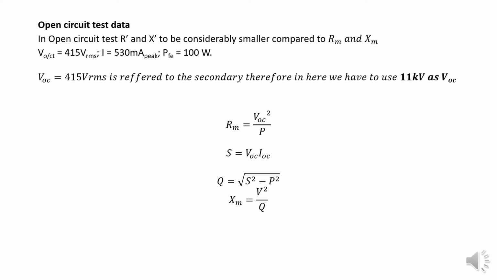If you have found Xm, you know that this Xm is the inductive part. Therefore, you can find Lm in this equation, right? So we can find Rm and Lm. Frequency will be 50 hertz, right? So likewise, you have found Rm and Lm.